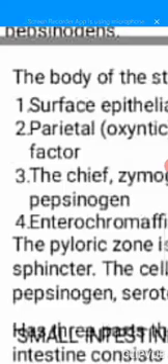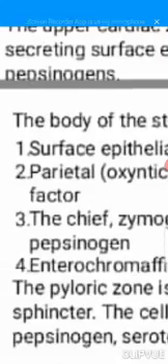The parietal cells are the ones that produce hydrochloric acid. They also produce intrinsic factor. What is the function of intrinsic factor? Intrinsic factor is very important in the absorption of vitamin B12. So if intrinsic factor is not produced, the implication will be that vitamin B12 will not be absorbed.